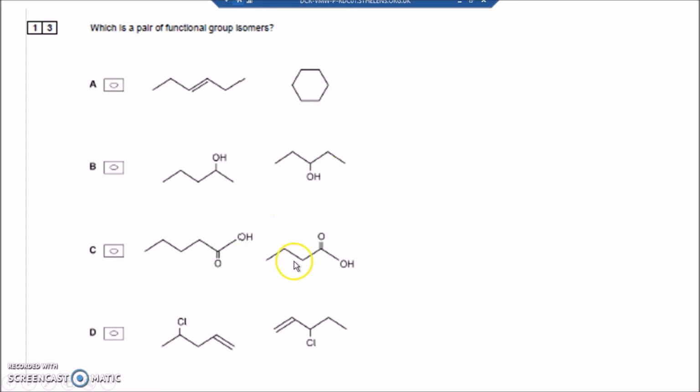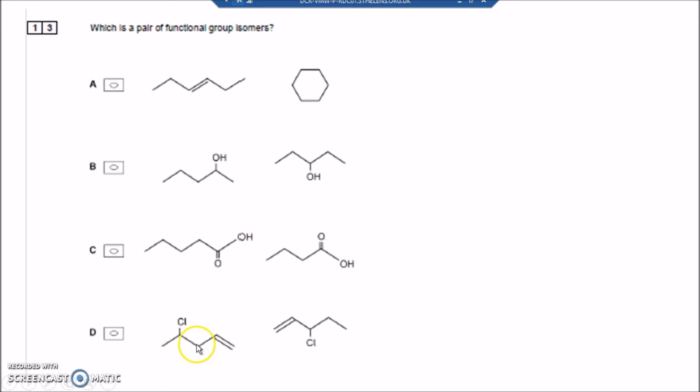What's actually changed here? We've got a carboxylic acid here, and a carboxylic acid here. 1, 2, 3, 4, 5 in that one. 1, 2, 3, 4. I think we've shortened the carbon chain. We've actually not got the same number of carbons. We've only got 4 carbons in this other one. These aren't even isomers because the molecular formula isn't the same.